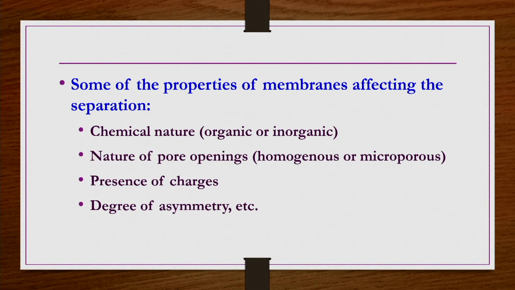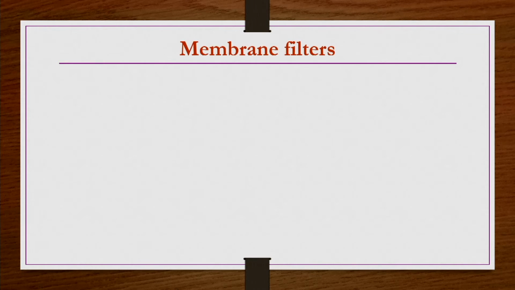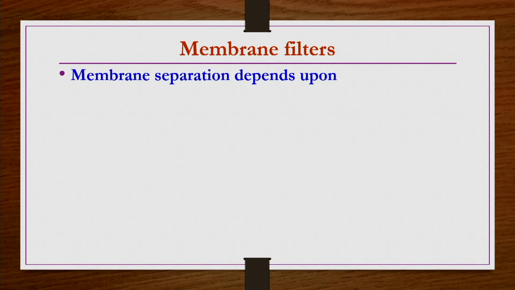And the degree of asymmetry, whether the membrane is symmetric or asymmetric, is again going to have a role. If it is asymmetric, the degree of asymmetry is also going to be important. We are going to see what this asymmetric membrane is very soon. So then, membrane filters, how do we classify them?